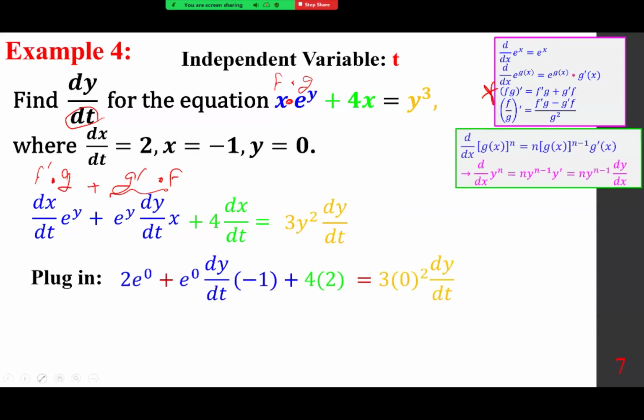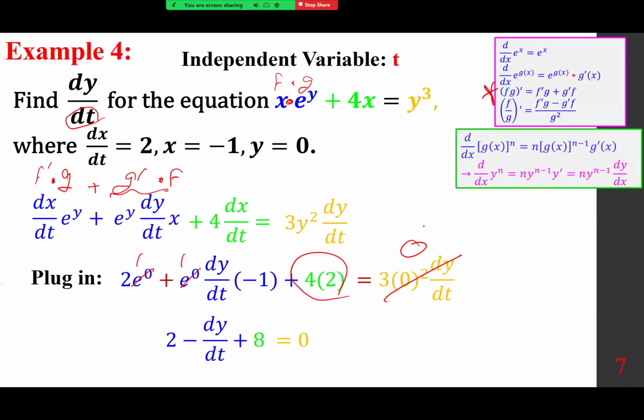So e to the power of 0 is 1. So that's 2. And then this is 1. That makes it minus dy dt. 4 and 2 result in 8. The right side is 0. Now 2 and 8, they add up to 10. And this moves, dy dt is positive 10.